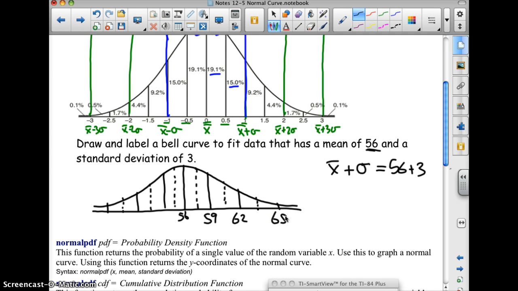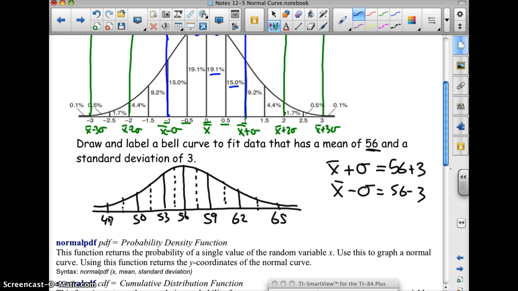And it goes the same way the other way. Like one standard deviation below the mean, all right, is 56 minus 3, or 53, right? And then this one is 50, and this one's 47.